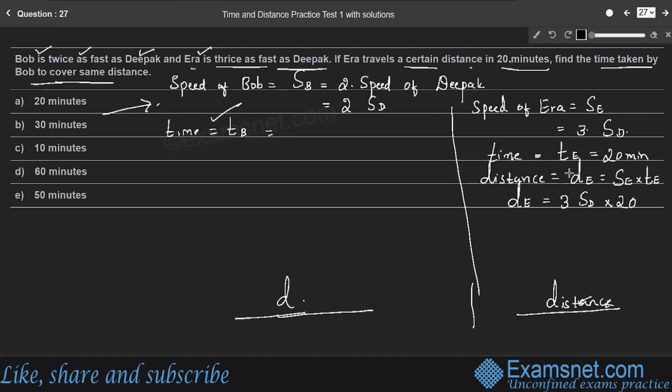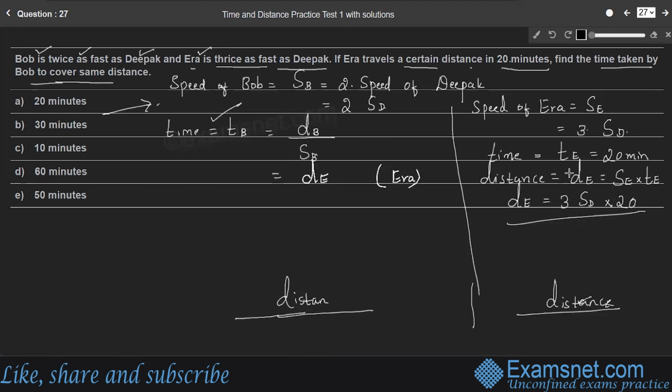Time taken by Bob, TB, is equal to, according to the formula, time is distance covered by him divided by speed of Bob. Time is distance by speed. So distance covered by Bob is nothing but distance covered by Era. Both of them are covering same distance. Therefore, dB can be written as dE, distance by Era divided by SB.